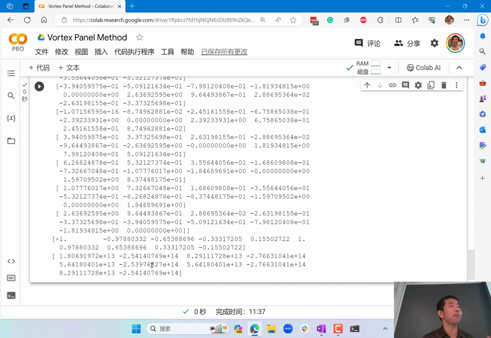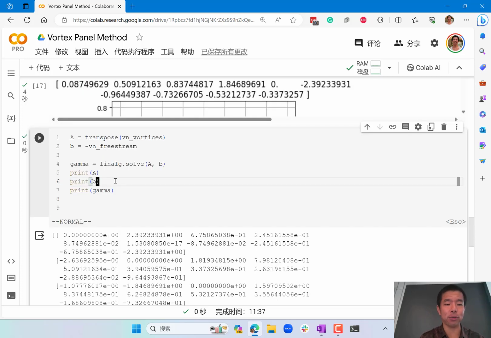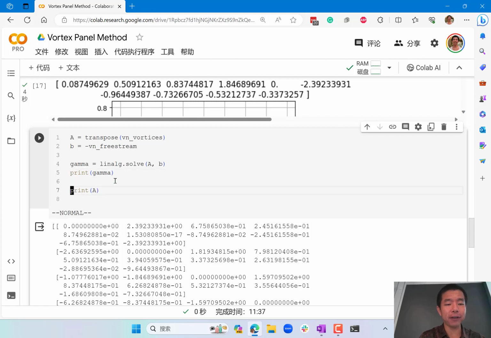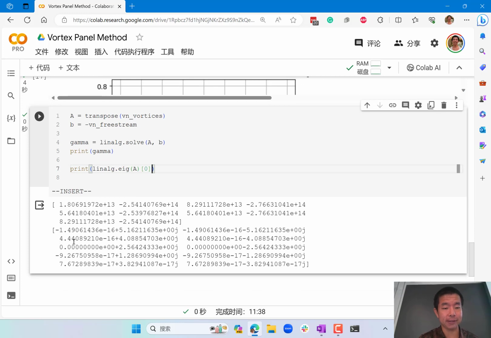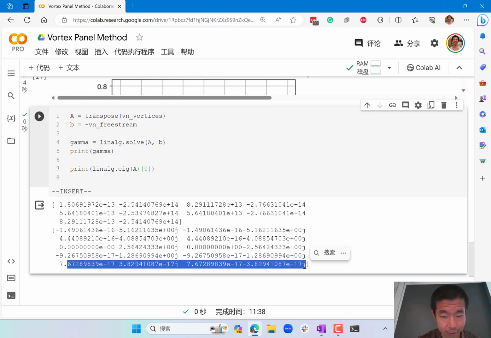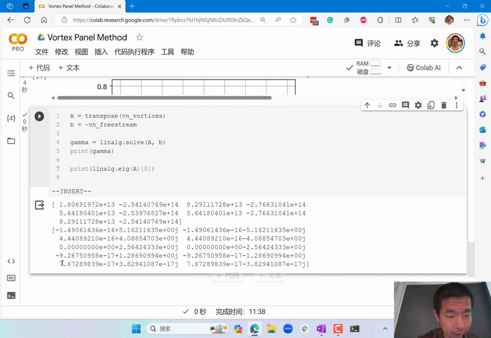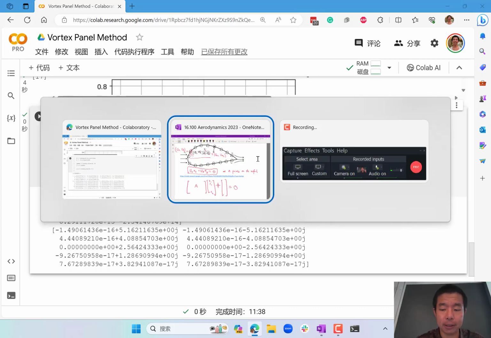Okay, so whenever you solve a matrix and you find that the solution is huge, that means one of the eigenvalues is going to be super small. And you can verify that by just computing the eigenvalues of A. So I actually compute the eigenvalues and eigenvectors. The 0 component is the eigenvalue, and you're going to see that there are two eigenvalues that are basically 0. All right. So this prompts us to think about the Kutta condition.